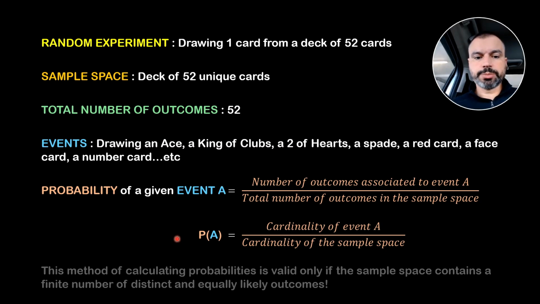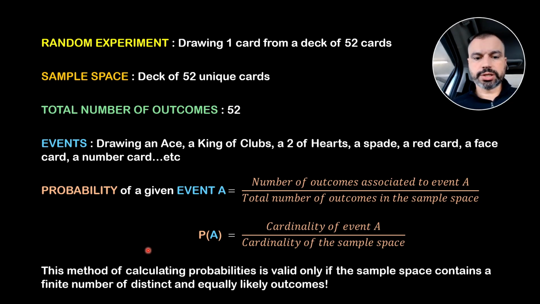As a side note, keep in mind that this method of calculating probabilities is valid only if the sample space contains a finite number of distinct and equally likely outcomes. In our example, the sample space is countable. We can count the number of outcomes. We have 52 outcomes, and these outcomes are equally likely. In other words, the probability of drawing any of the 52 cards is the same. It's 1 over 52.